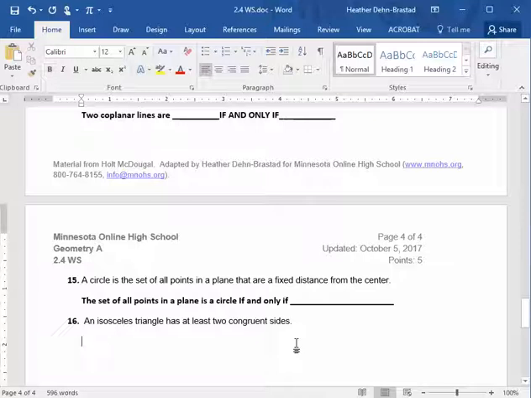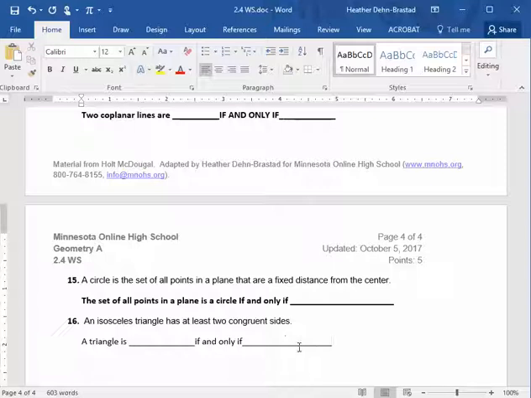And then the last one, an isosceles triangle has at least two congruent sides. I'll let you do this one on your own, but you might want to start with something like a triangle is isosceles if and only if it has, and then finish it up from there. So start with a triangle, and then you're going to define it after that. And then don't forget the if and only if, and then you'll finish it up after that.